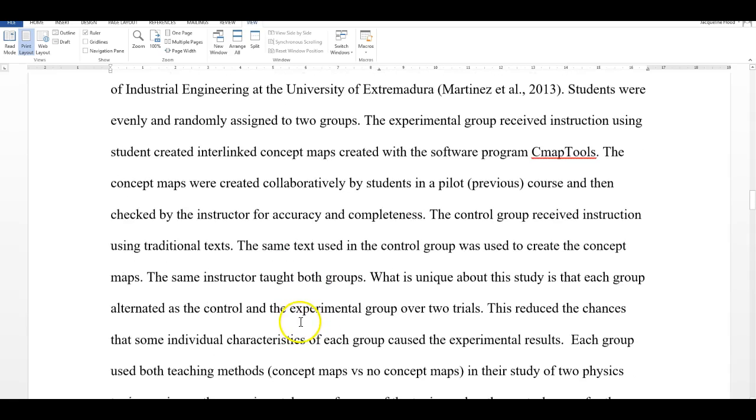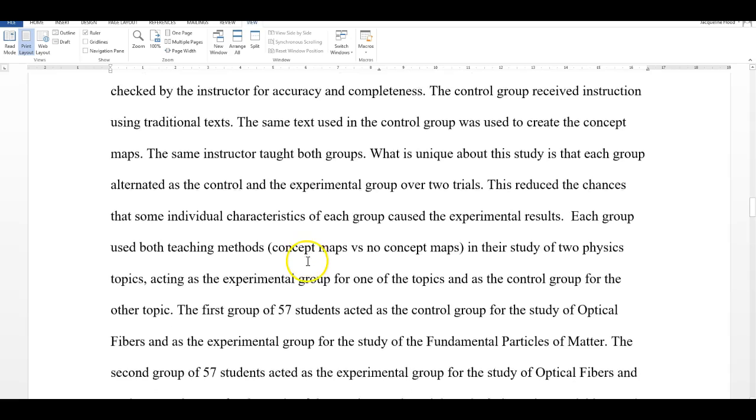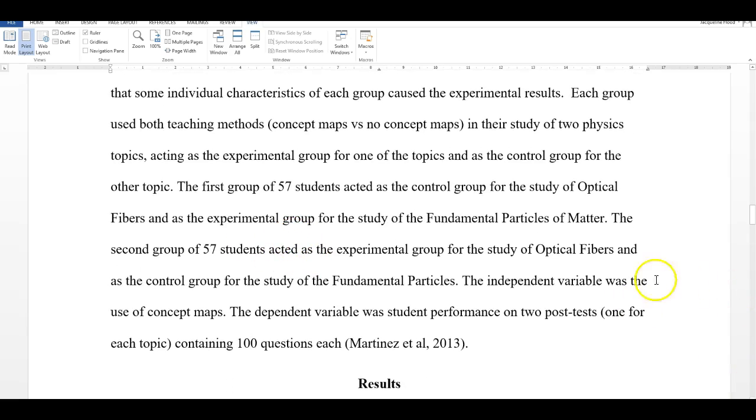The dependent variable was the test that the students took at the end of a course, and the independent variable was the use of concept maps. So one group had them, one group didn't. The dependent variable was student performance on 2 post-tests.